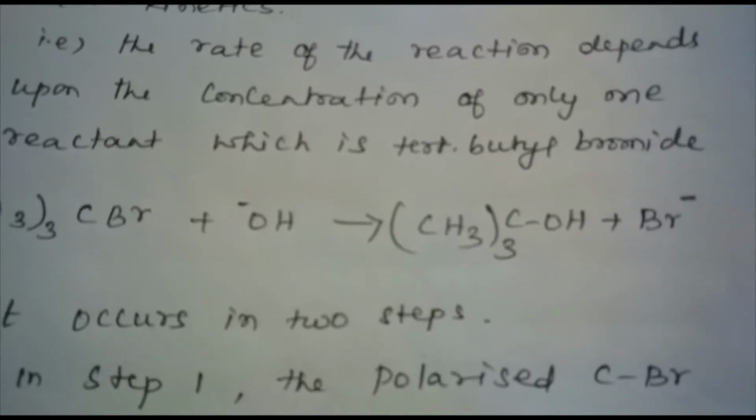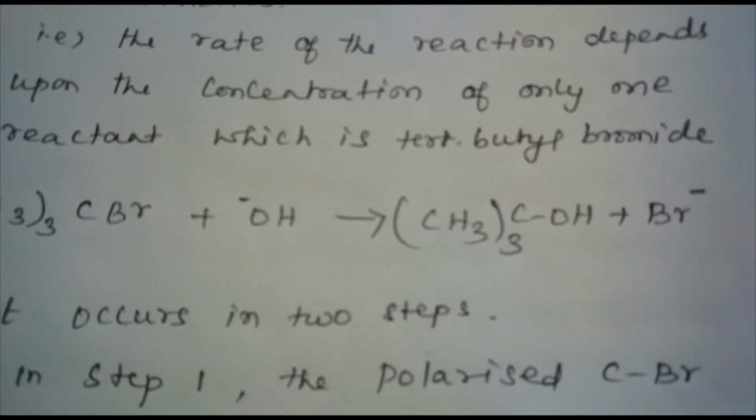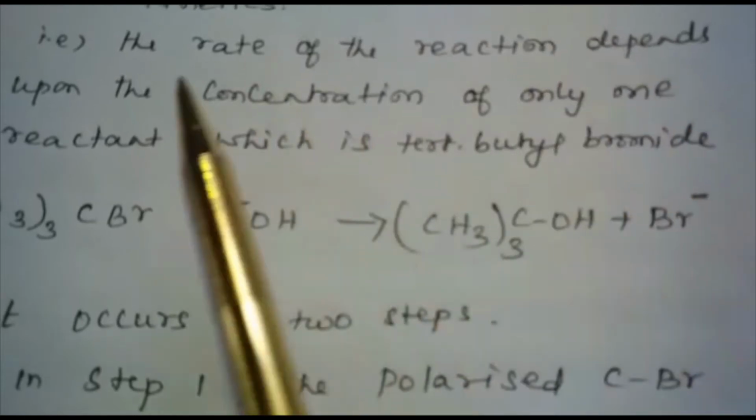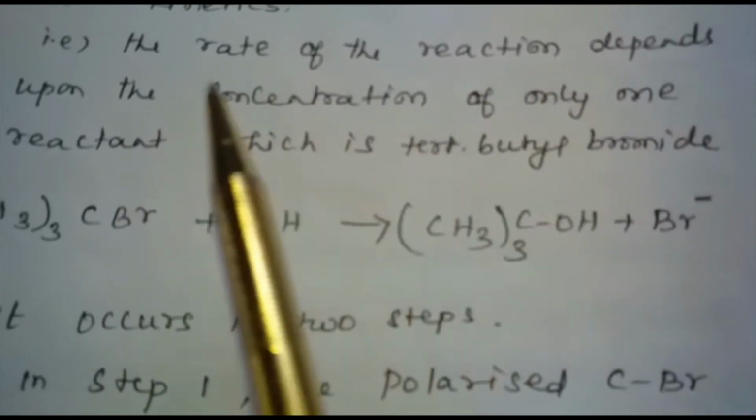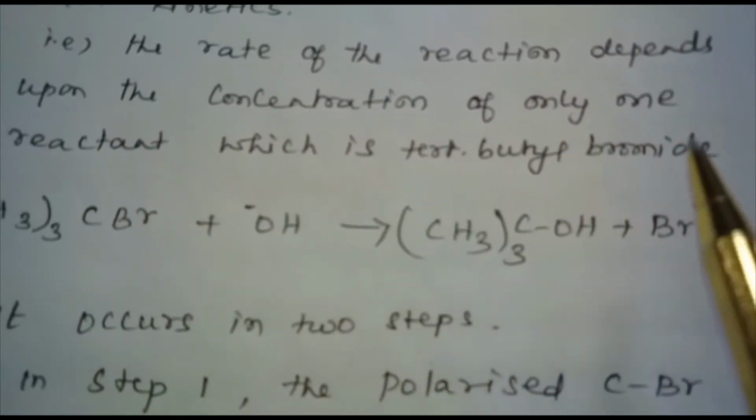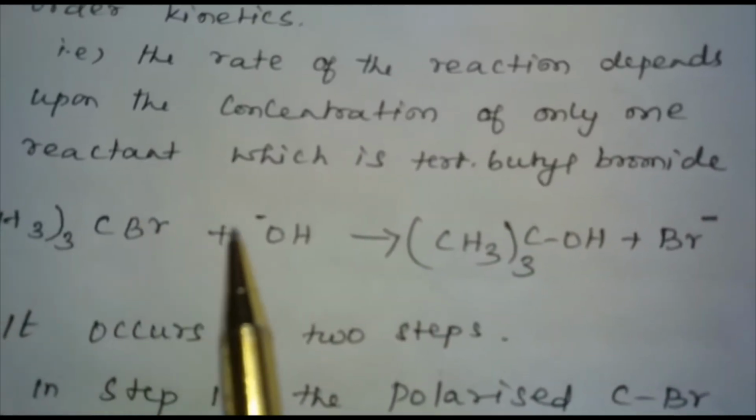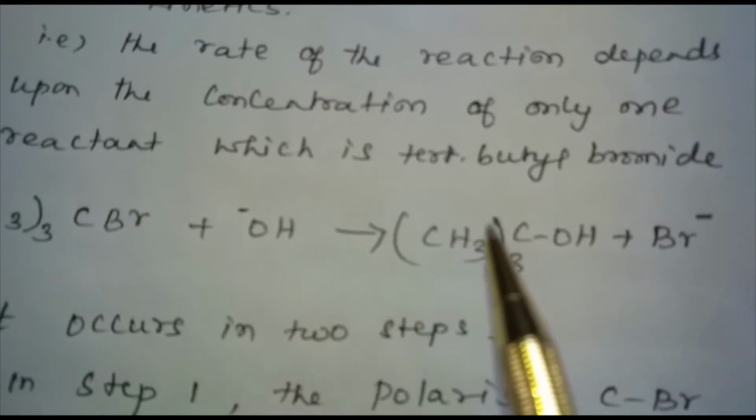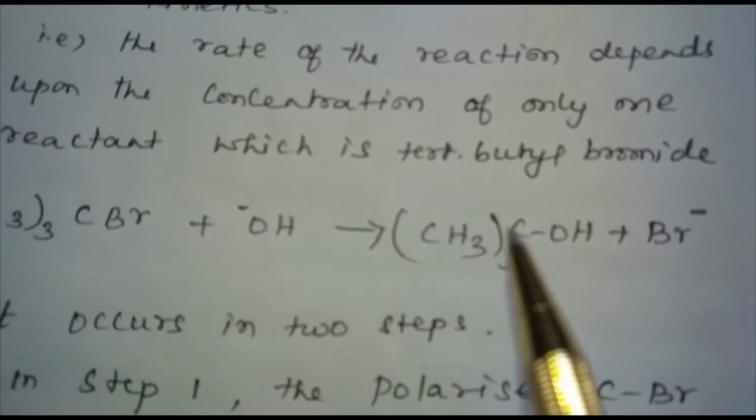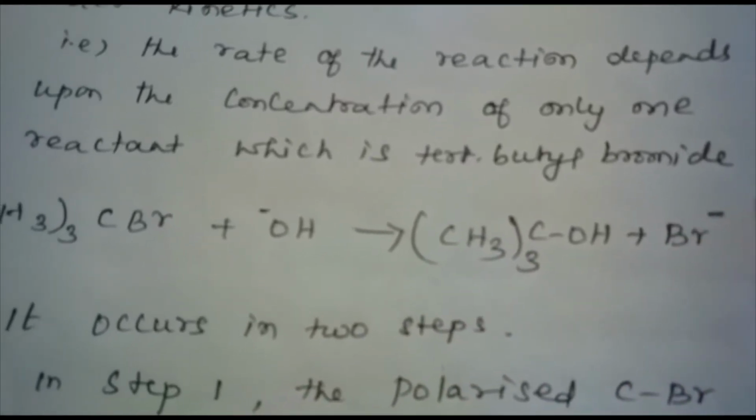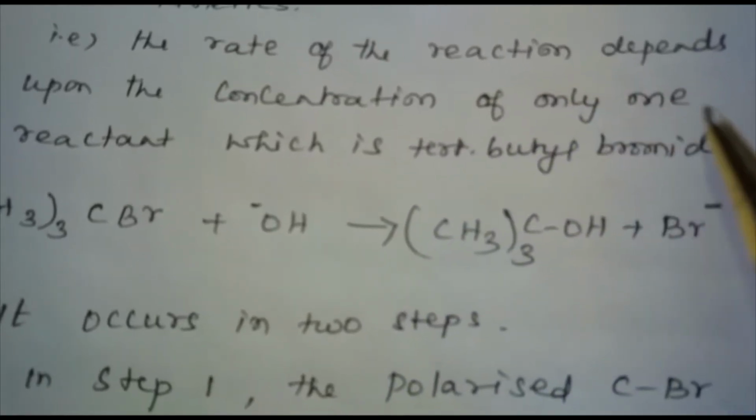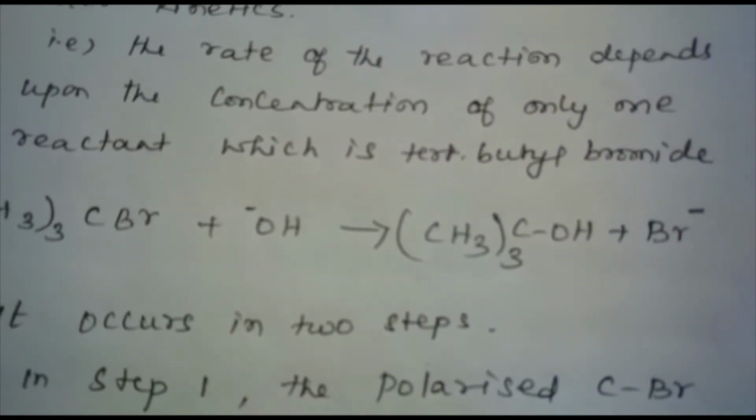Here SN1 mechanism follows first order kinetics. That means the rate of the reaction depends upon the concentration of only one reactant, which is tertiary butyl bromide. This is the overall reaction. CH3 thrice CBr plus OH minus, the nucleophile, gives CH3 thrice COH plus Br minus. This SN1 mechanism occurs in two steps.